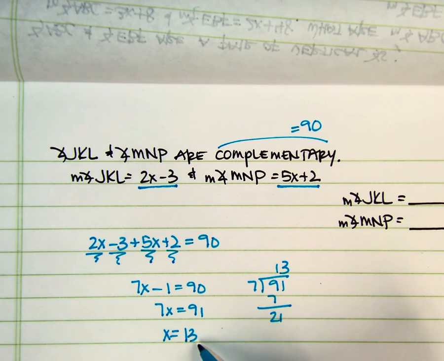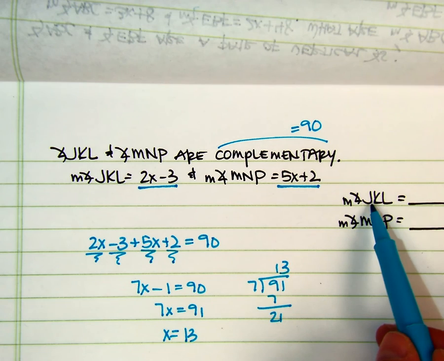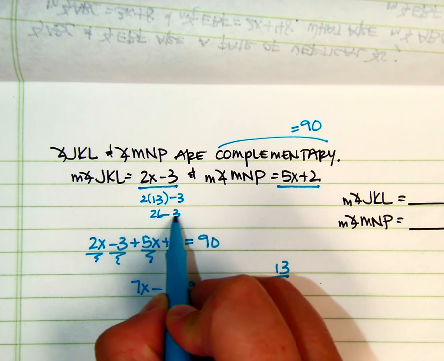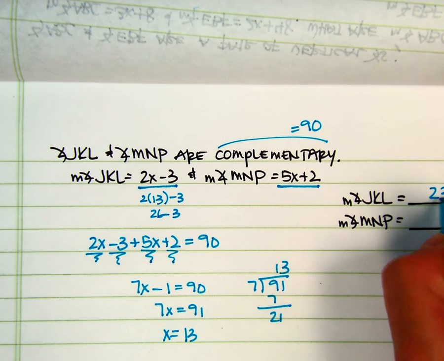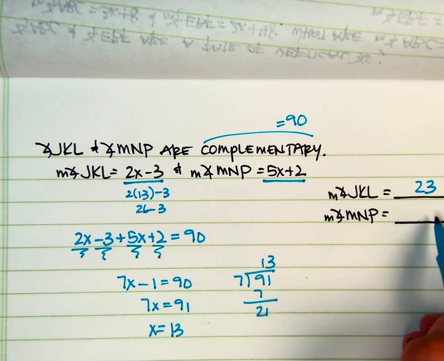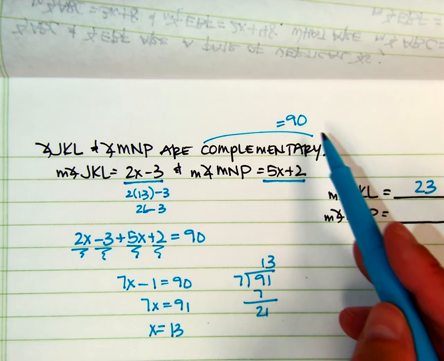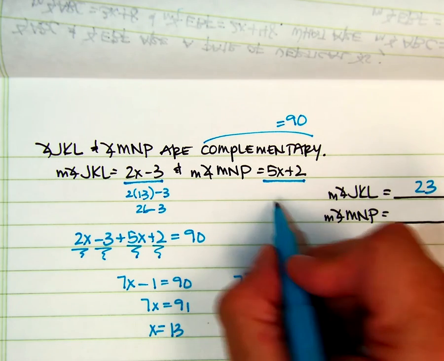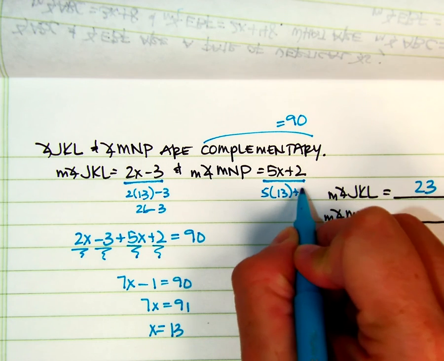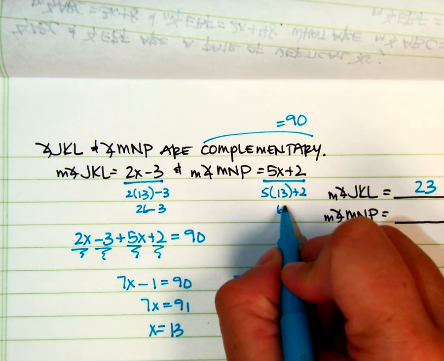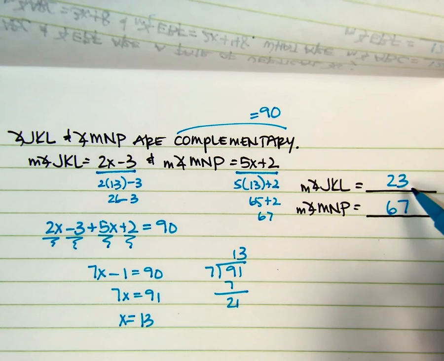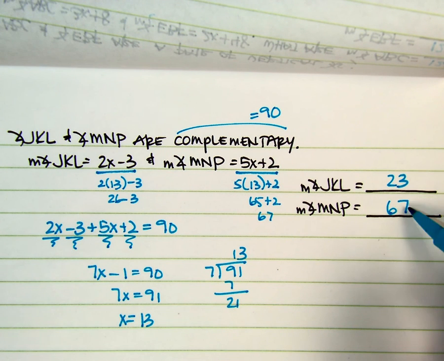So if x equals 13, I need to plug it back in to answer the questions. So 2 times 13 minus 3 gives me 26 minus 3 gives me 23. Now, what should this be? We set up here that they have to equal 90. This one's 23, so what should this one be? So I'm going to plug in my 13 again and get 65 plus 2 gives me 67. So do these in fact equal 90 degrees? They do, so that's a great check.